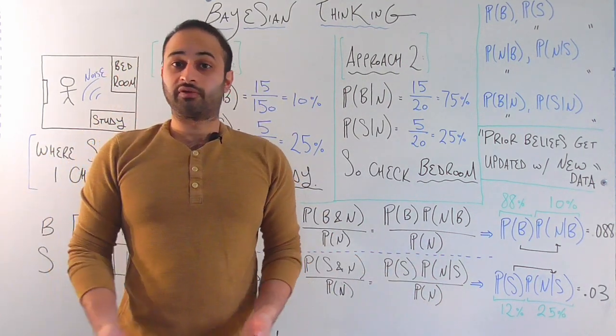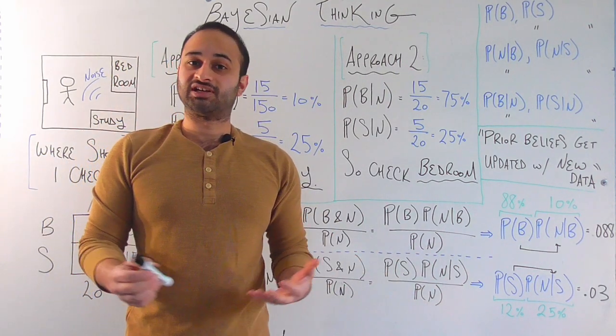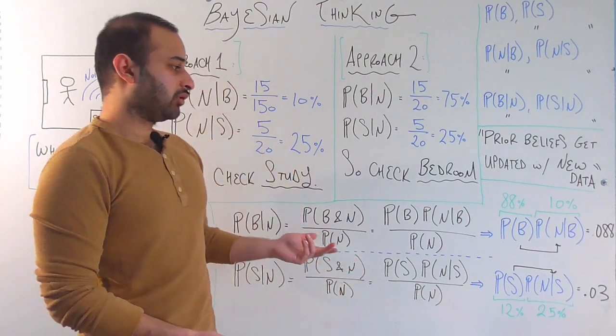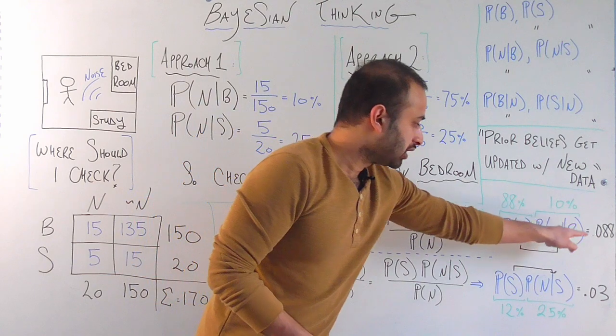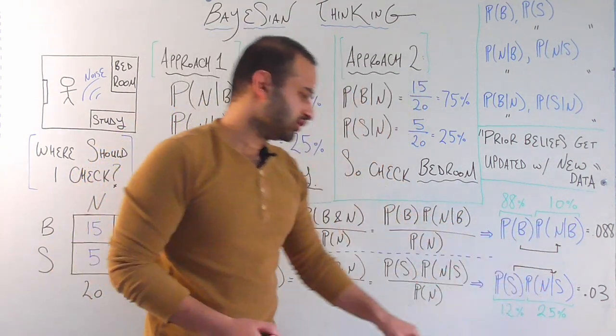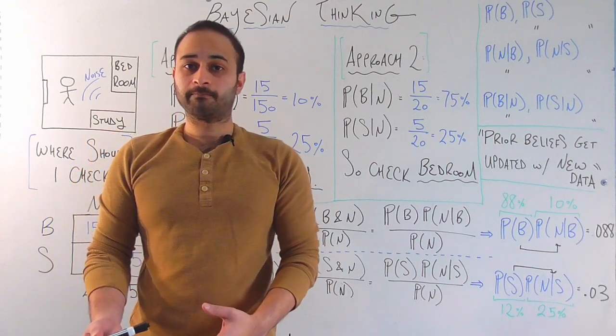Notice their denominators are the same, so we don't even need to consider them. We just need to consider which numerator is bigger. So now we're deciding between, is this quantity, which is the numerator here, bigger? Or is this quantity, which is the numerator here, bigger?